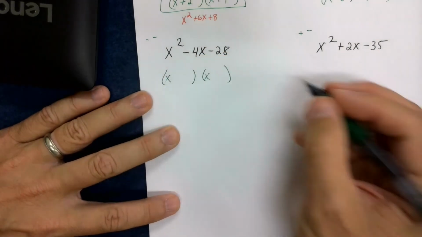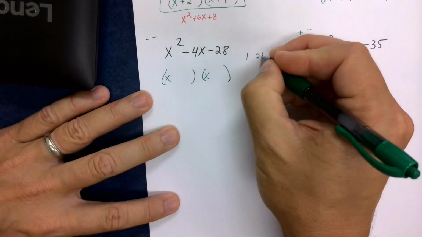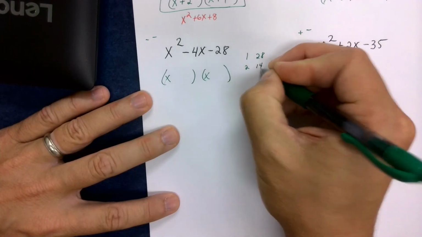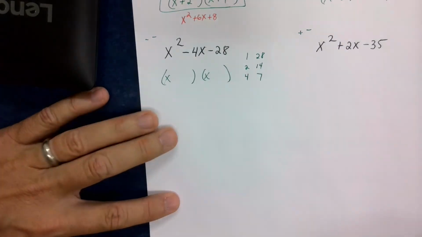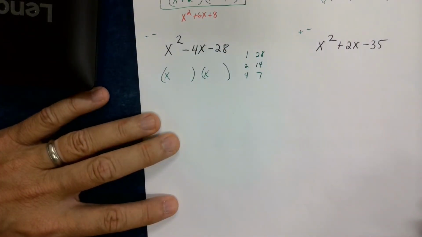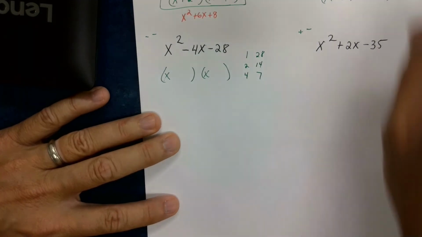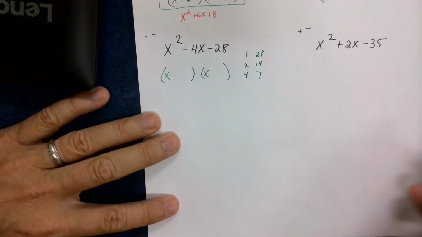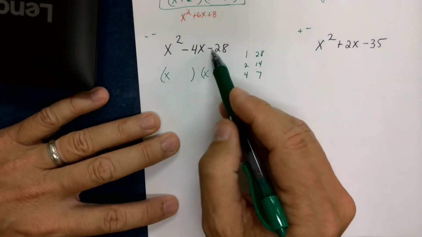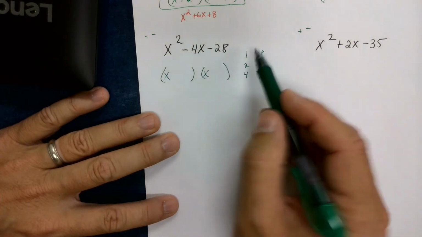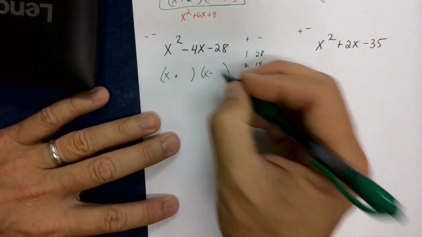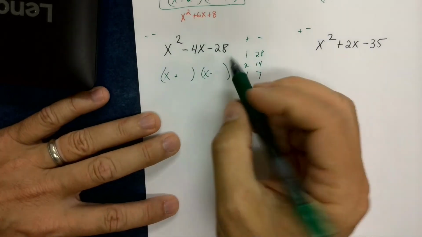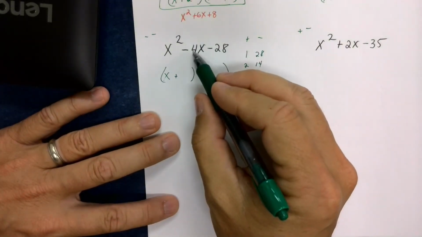X and x. Factors of 28 are 1 and 28, 2 and 14, and 4 and 7. Good deal? So on this, I'm going to look and see which one might work here. So I know that this is negative, right? So that means one of these numbers has to be positive and one of them has to be negative. So I'll put a positive here and a negative here. And now I need them to add together to get 4.